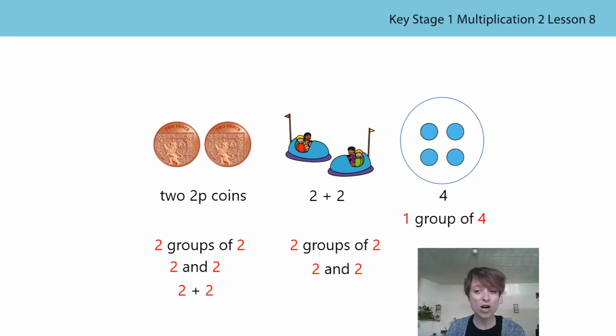So this is why the picture of the counters is a little bit different to the picture of the coins and the picture of the bumper cars. With the counters, there is 1 group of 4, and with the coins and with the bumper cars, there are 2 groups of 2.